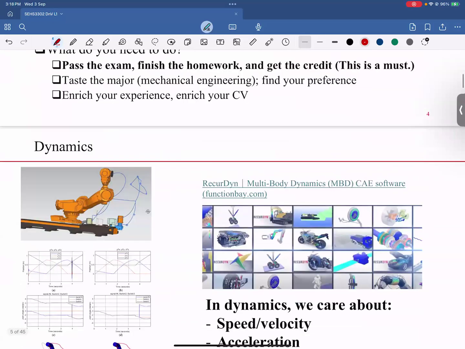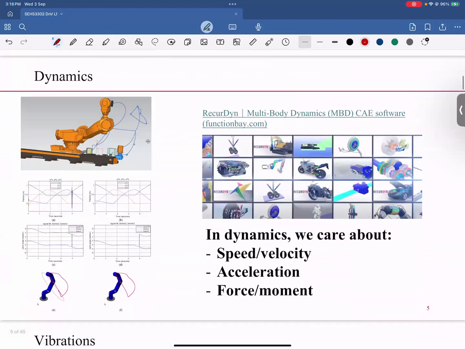So the first part is dynamics. So in dynamics, what are we going to do? We talk about three things. No matter how complex a system is, the three things we talk about in dynamics are listed here: speed and velocity, acceleration, force and moment, or also work, and the extended concept.